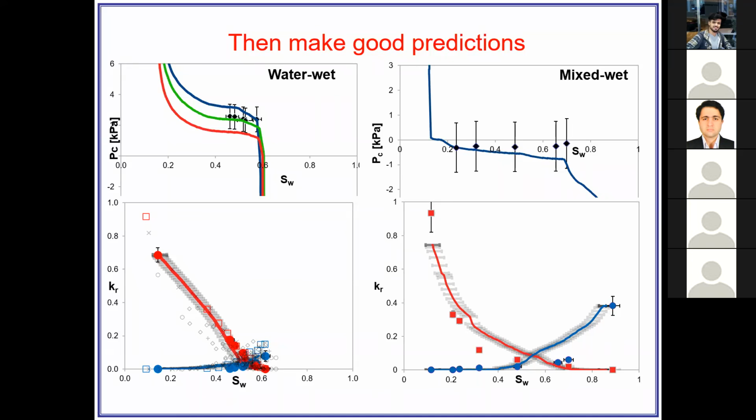So the idea is we use an imaging experiment to calibrate a model. Then we have a model that we can make predictions with, and then we can look at different scenarios. So what happens if we had a different injection sequence, or if we change pore structure, or if we change wettability?